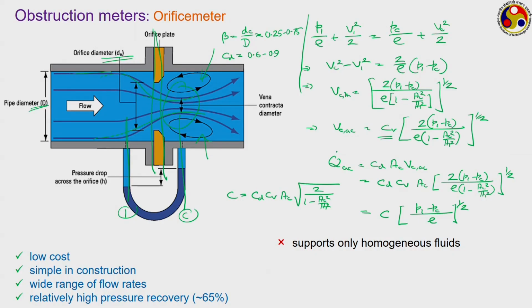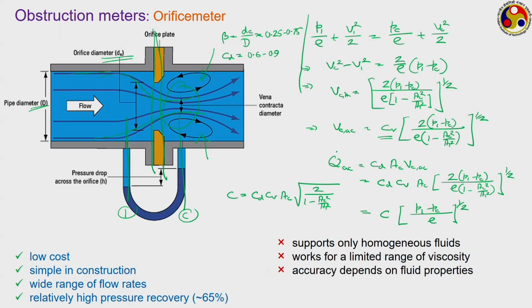However, because of its simplicity, it has advantages and it also has disadvantages. It can support only homogeneous fluid. If the fluid has some kind of particulate suspension, or the fluid density is varying, or the flow direction is varying, then this one fails quite miserably. It works only for a limited range of viscosity. Accuracy is strongly dependent on the fluid properties like density, viscosity, etc. Only horizontal orientation is possible. We can't use the orifice meter in inclined or vertical position, and also it is prone to clogging.